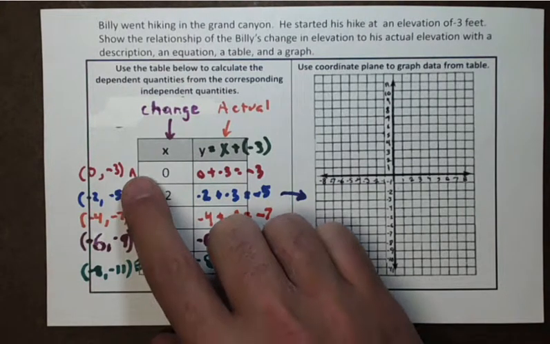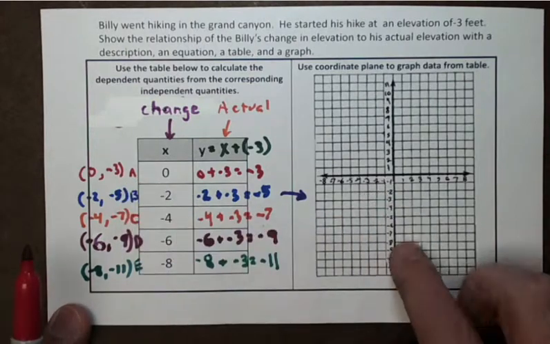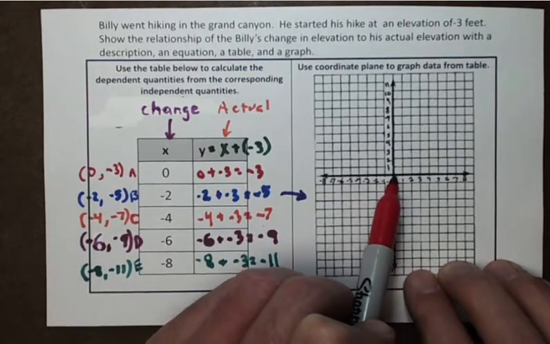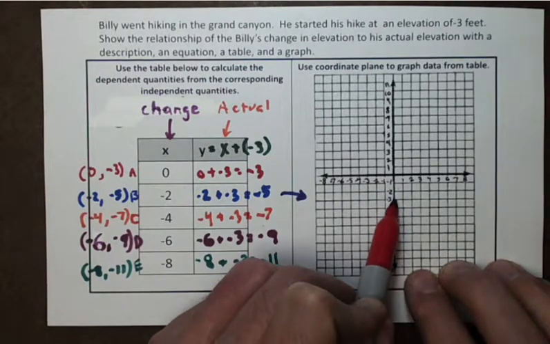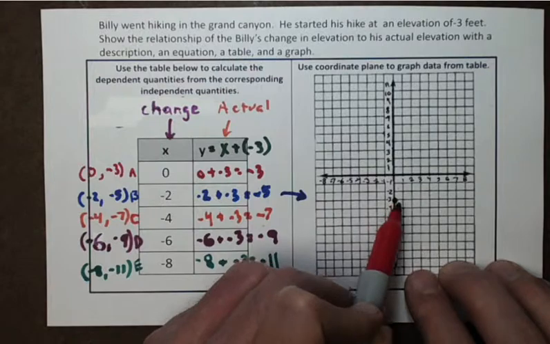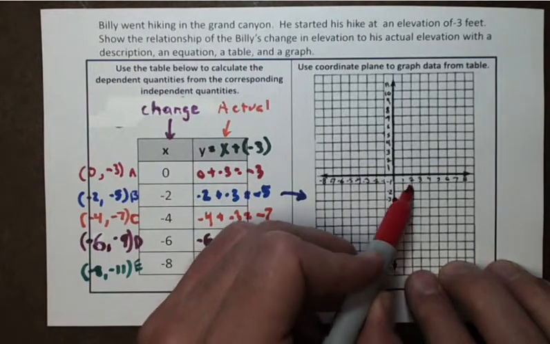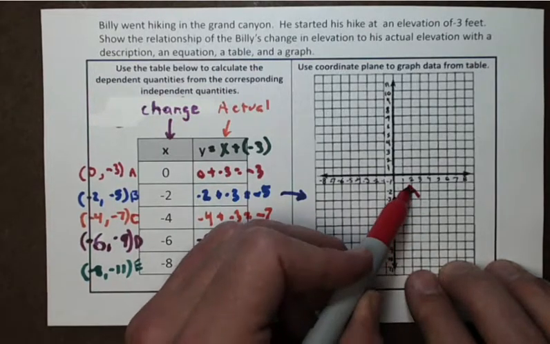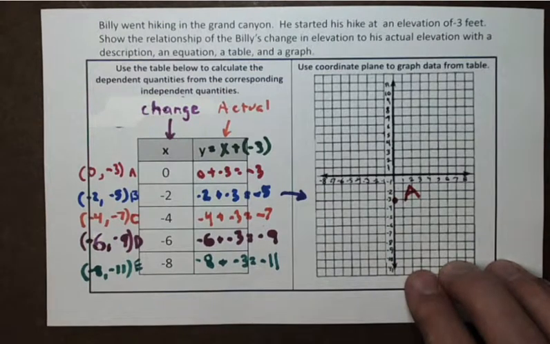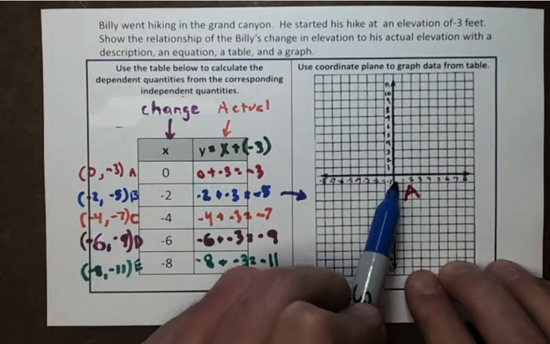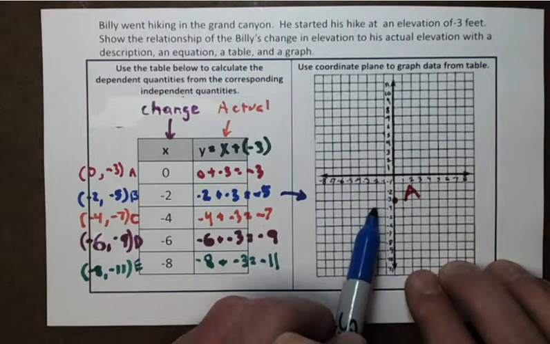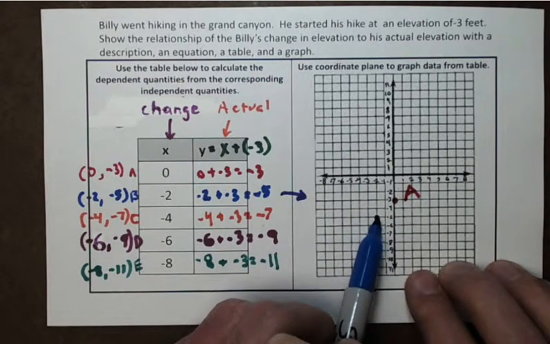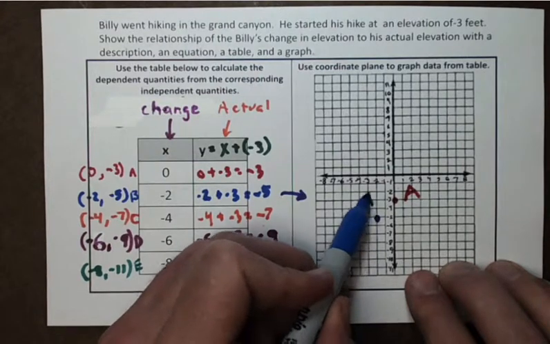Let's start by graphing A, or plotting A on our coordinate plane. So our x, we start right here in the origin. Our x is 0, and our y is negative 3. So 0, negative 3, come down here, plot that point. I'm going to label that A. Okay, point B, start at the origin. My x is negative 2. I'll go over negative 2 and down negative 5, right here. That's B.